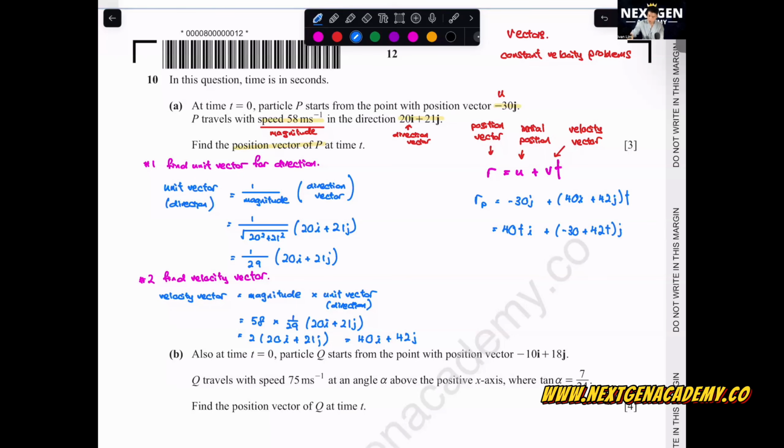Remember that i and j here are not unknowns. You're not trying to find the value of i and j. i and j are directions. i is the x direction, j is the y direction. So you always put the i and j at the very back. If you want to write it in column vector form, I think it should be acceptable also.